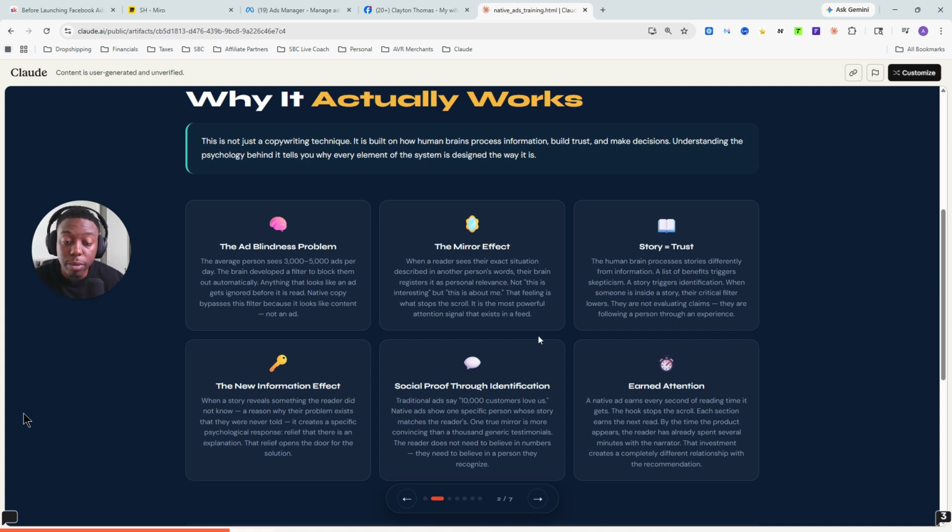So it's going to be very important that we get people to stop the scroll, and one of the ways to do that is to use the mirror effect. We want people to see themselves in the story. To do that, we need to know the words they use to describe their own pain, and the situations and scenarios they go through on a day-to-day basis.